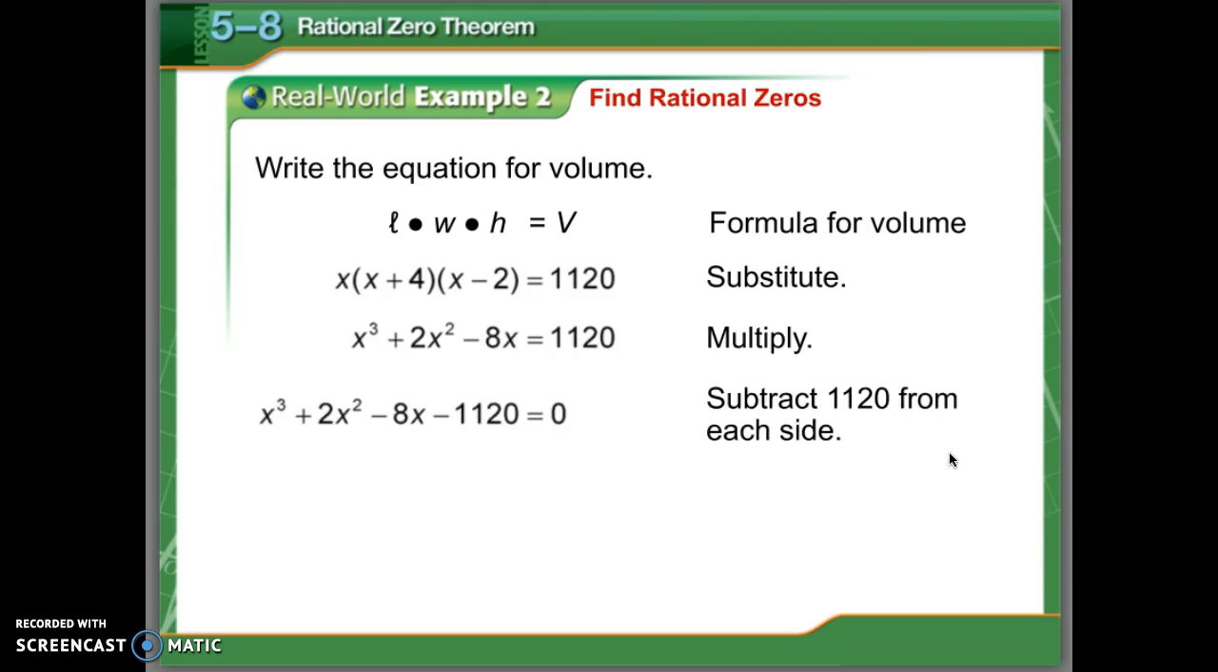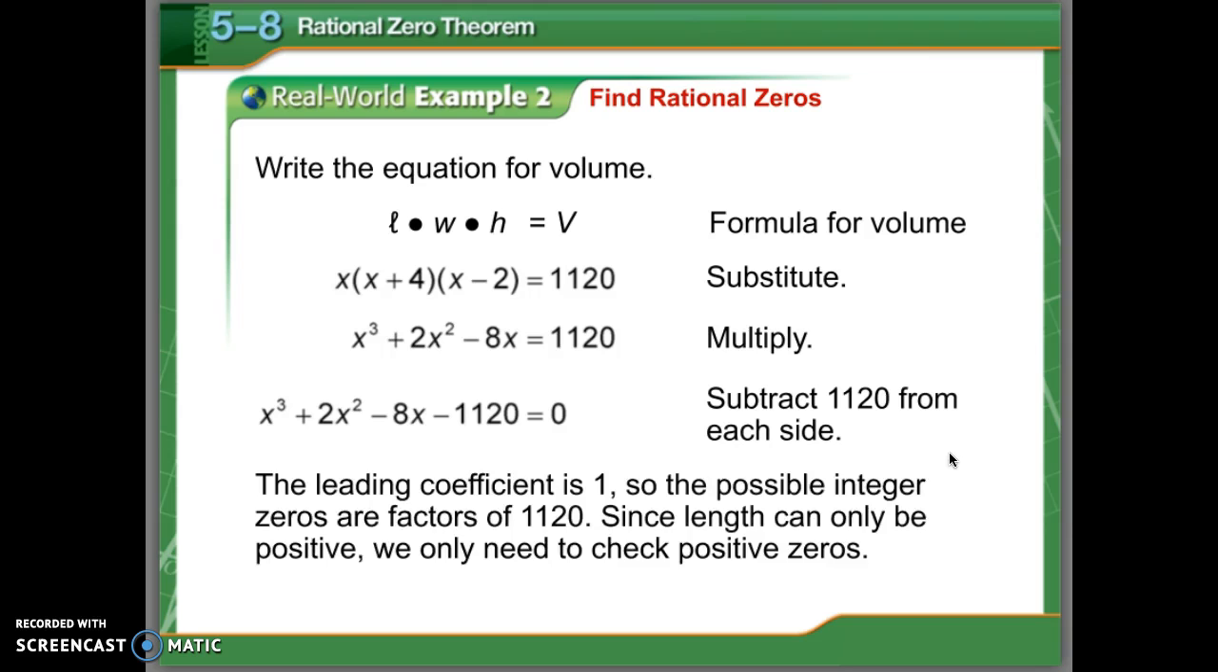And when we multiply all those 3 terms together, we're going to get x cubed plus 2x squared minus 8x equals the volume that they gave us, and then we need to bring that volume to the left side so that all of our terms are on the same side. Then we're going to find our p and our q. Our p is this negative 1120, and our q is 1. So we're just doing all the different factors of 1120 over 1.